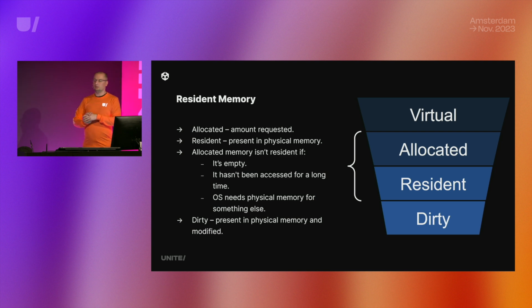To summarize it all, just consider allocated as what you have requested, if you want a short and simple summary of that. And resident is what is currently physically present in memory. It's very simplified, but if we focus on this too much, we're probably going to spend the entire day discussing it.